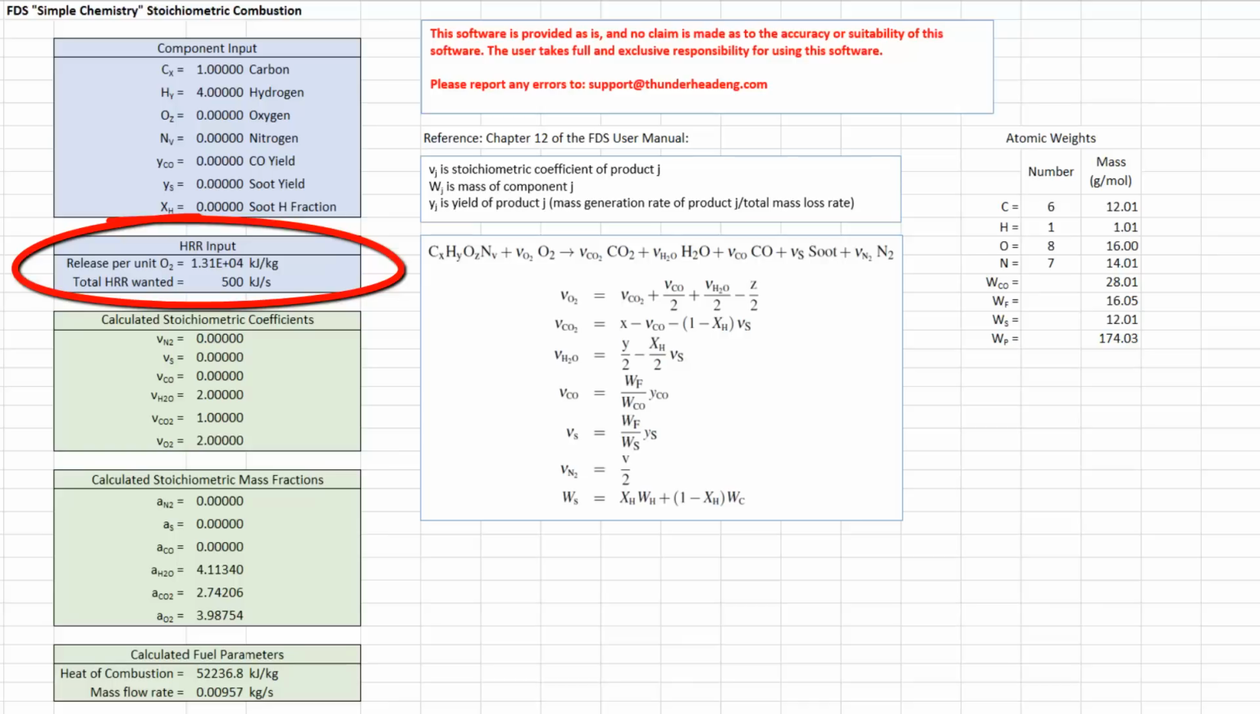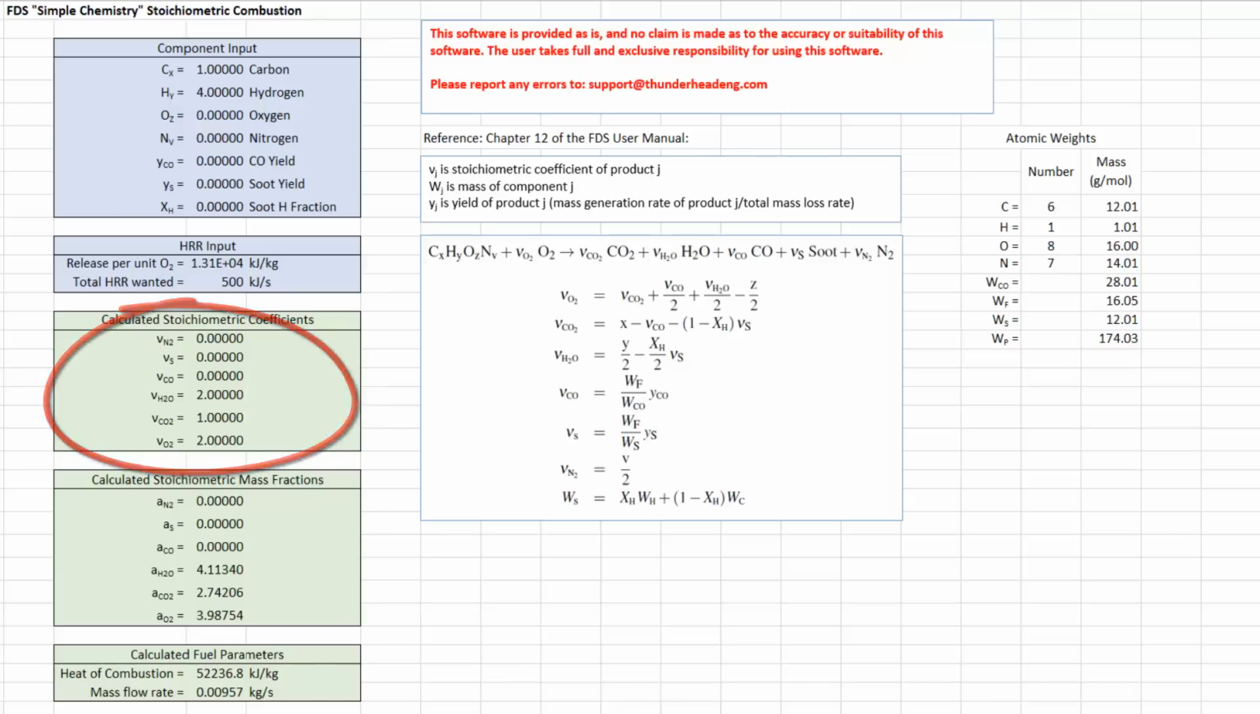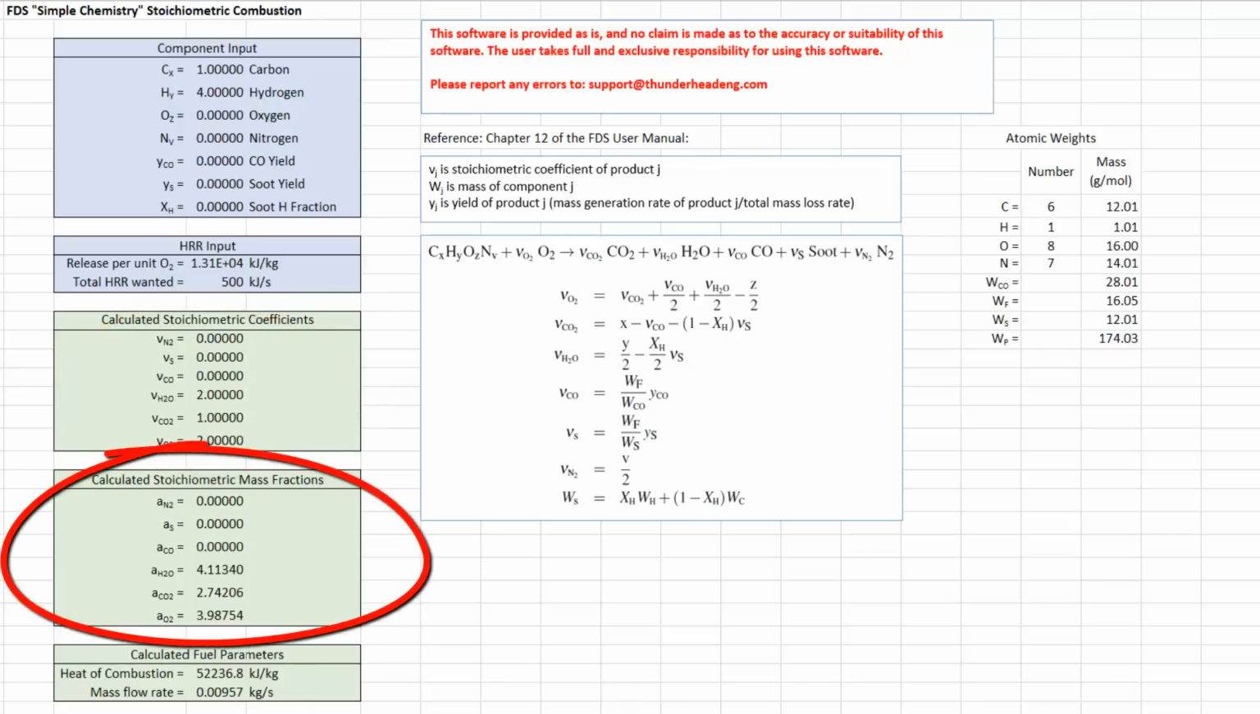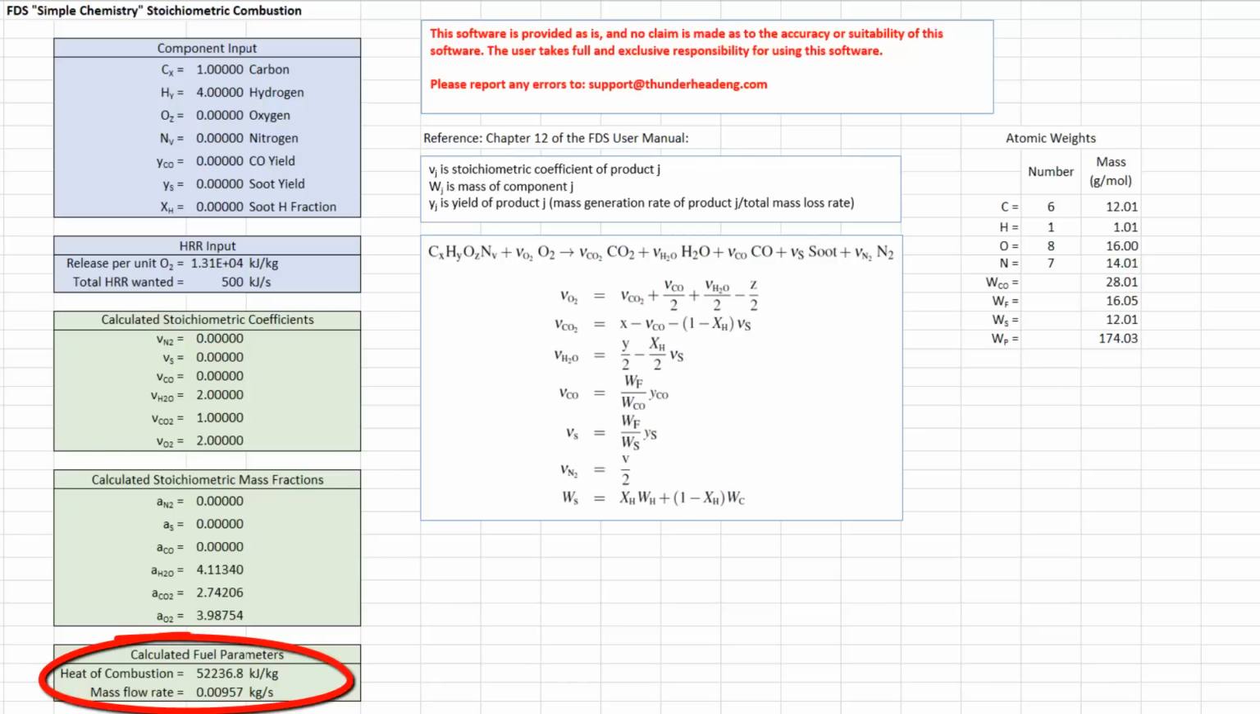Let us say that I want to calculate the total mass flow rate of methane needed for a 500 kilowatt fire. Solving the chemical equation as described in the FDS user manual gives us the stoichiometric coefficients. We can then calculate the stoichiometric mass fractions, and from that information the mass of oxygen in the reaction. We then see the calculated heat of combustion and the mass of fuel flow needed to release the desired energy: 0.00957 kilograms per second.